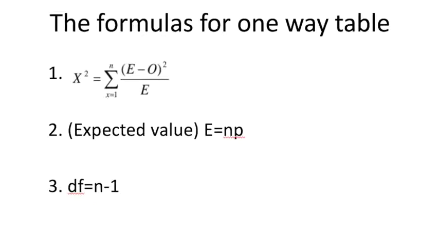Chi-square equals the sum of (E minus O) squared divided by E. Sometimes the expected value is not given, but we can find the expected value by using the formula E equals n times p. And the third formula we use is df equals n minus 1, which is used to look up the chi-square table on the chi-square chart.